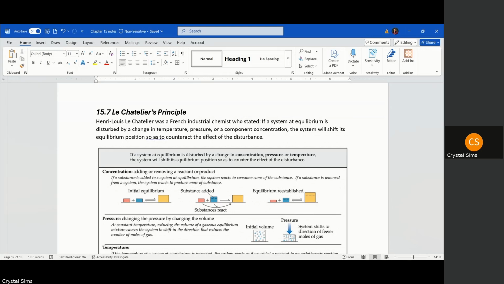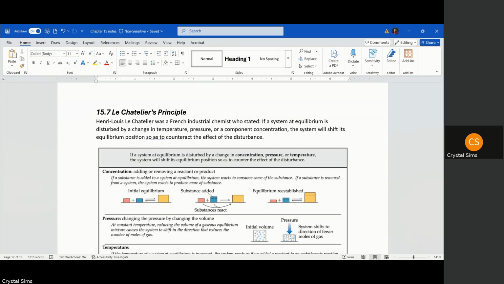This makes perfect sense because we said that these are things that can change reaction rates. So it makes sense that they can alter equilibrium. Remember, we're dealing here with gases, right?